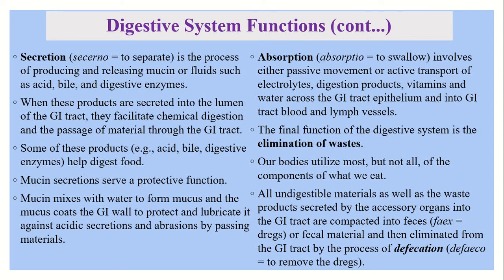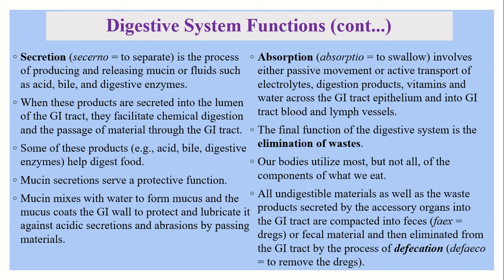Secretion is the process of producing and releasing mucin or fluids such as acid, bile, and digestive enzymes. When these products are secreted into the lumen of the GI tract, they facilitate the chemical digestion and the passage of material through the GI tract. Some of these products, for example the acid, bile, and digestive enzymes, help digest food. Mucin secretion serves a protective function. We can show the example in the stomach and in the large intestines, where mucin is mixed with water to form mucus, and the mucus coats the GI wall to protect and lubricate it against acidic secretions and abrasions by passing material, as I said, in the stomach for example.